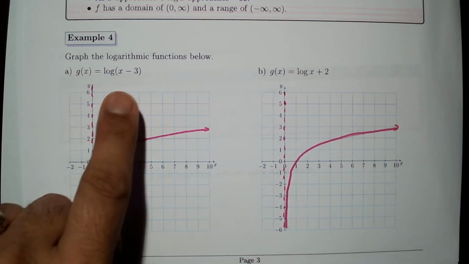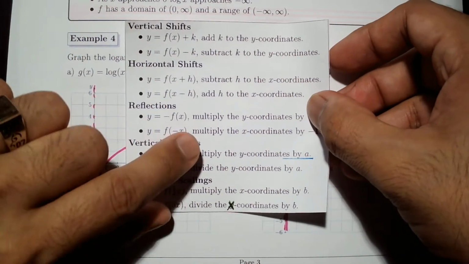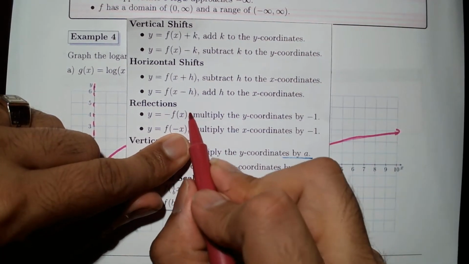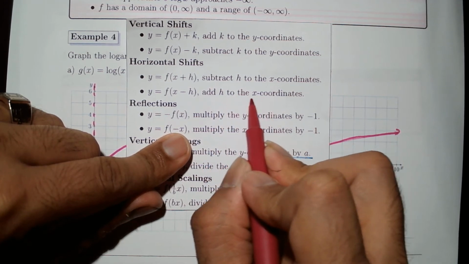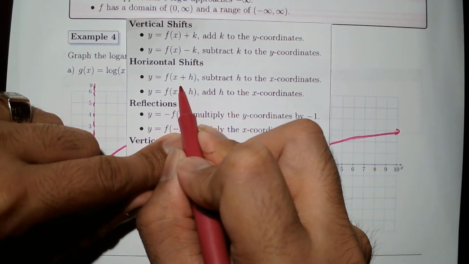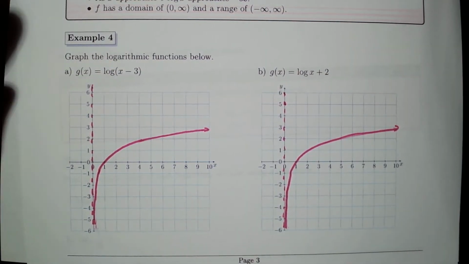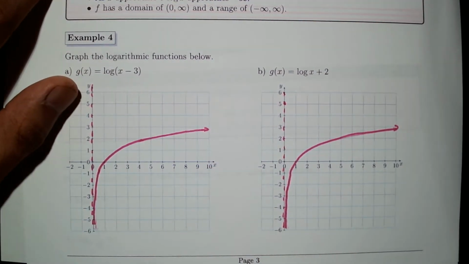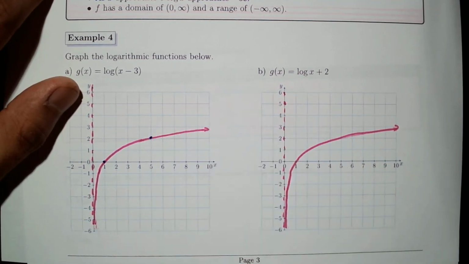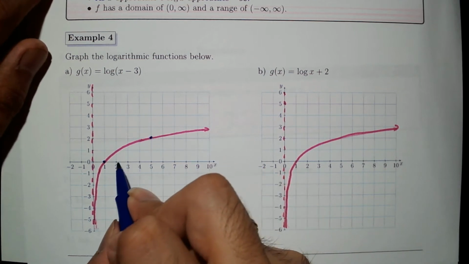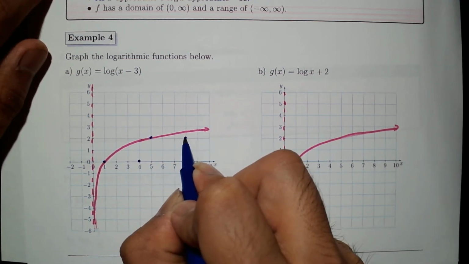Okay, so this minus 3 is x minus 3 inside the parentheses. You might remember this. What do we do? Horizontal shifts add h units to the x coordinates. In other words, it shifts to the right h units. So what am I going to do? I'm going to choose only key points, not all the points. For example, this point right here and this point right there. And I'm going to move them 1, 2, 3 units.